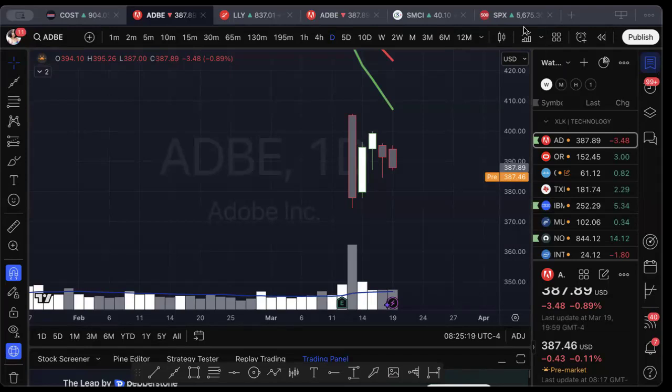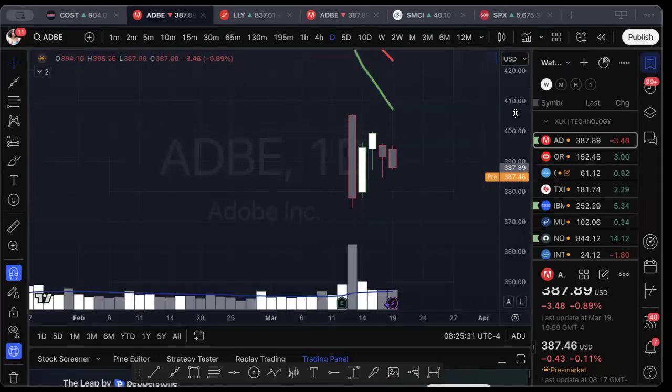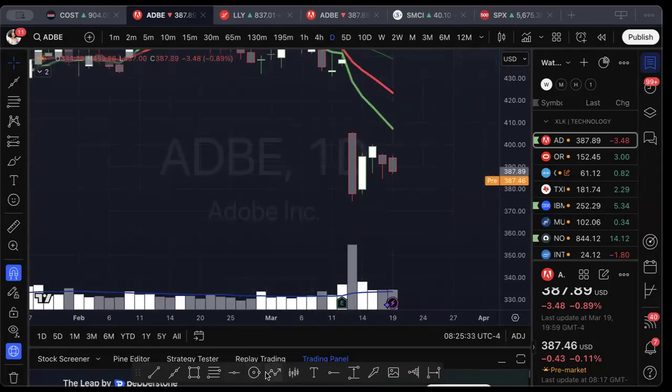Thursday, March 20th. So as you can see on my screen, I am looking at Adobe. I want to just go ahead and get a good view of what we have going on on Adobe's chart. Looks like we're pretty oversold on the RSI. We have some changes on the histogram with the MACD. Let's go ahead and just chart this thing out.